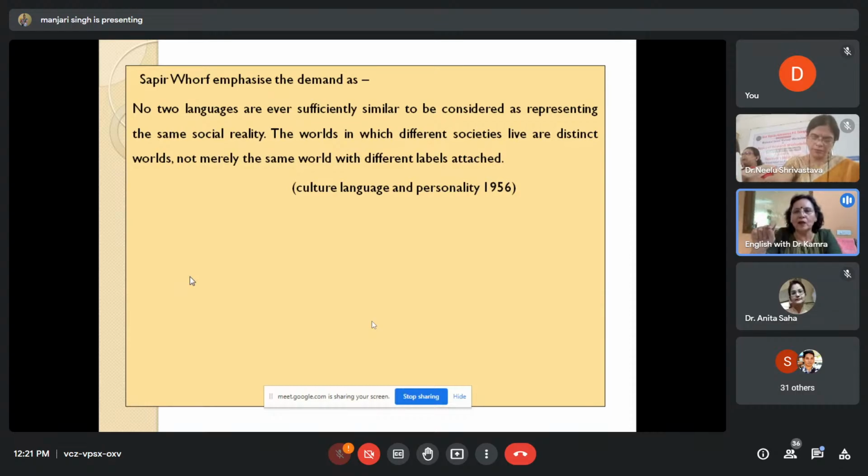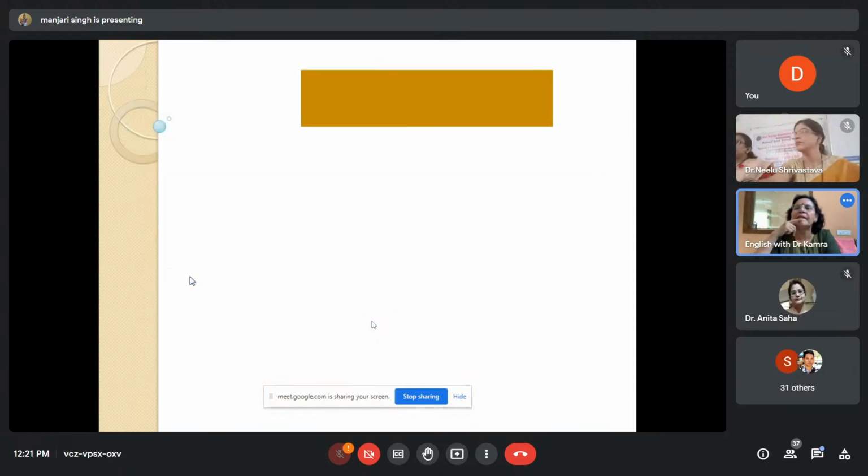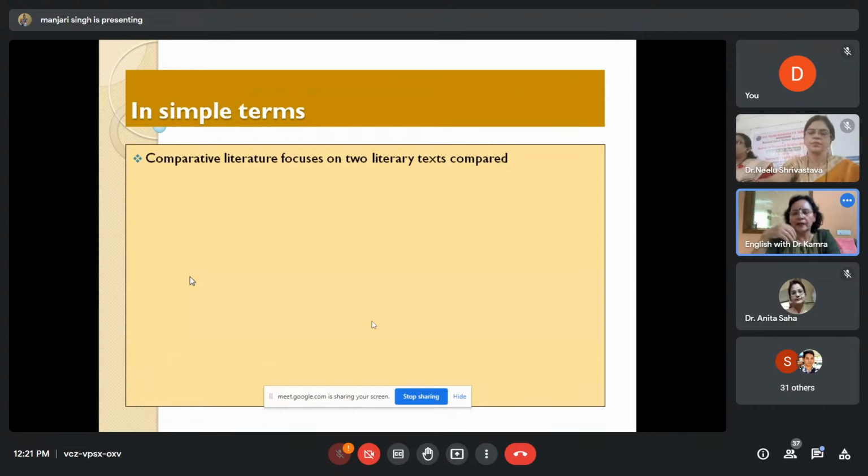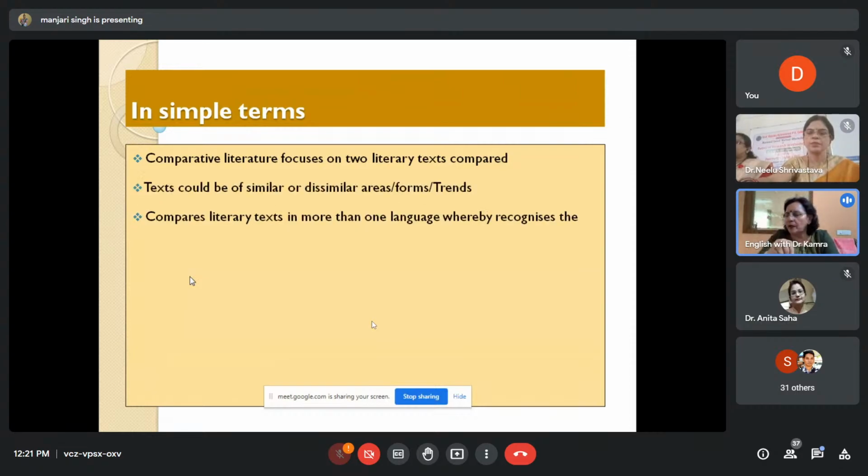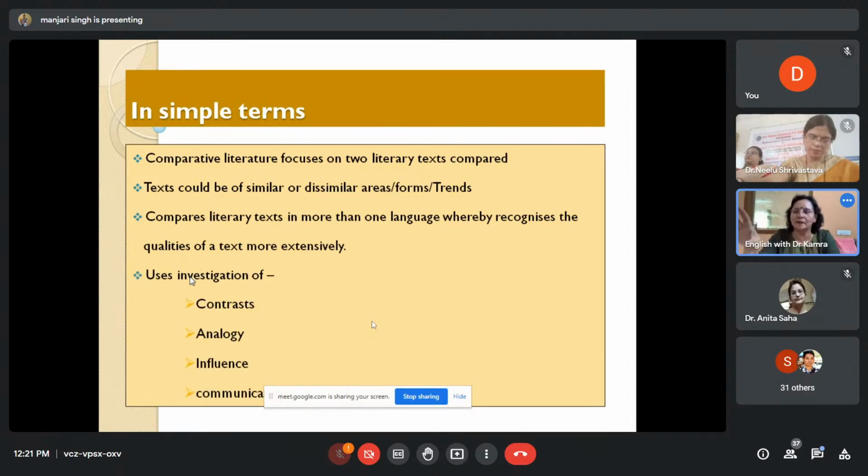Texts could be similar or dissimilar. Next slide, please. Yes. A text could be similar or dissimilar in areas, in forms, in trends. It doesn't matter. So this way you'll find that comparative literature is so flexible. When you compare a literary text in more than one language, you recognize the qualities of a text more extensively.